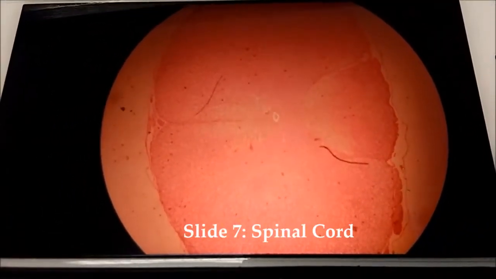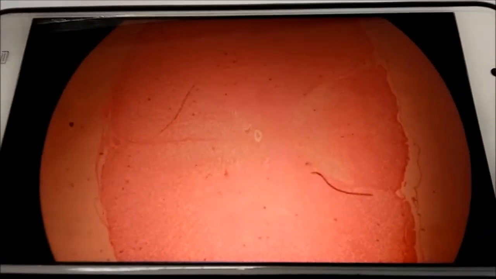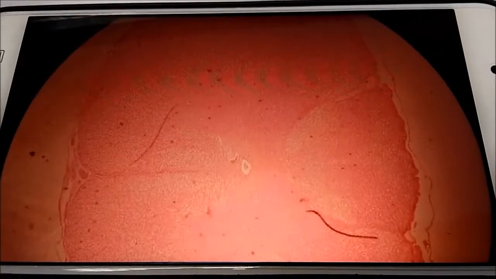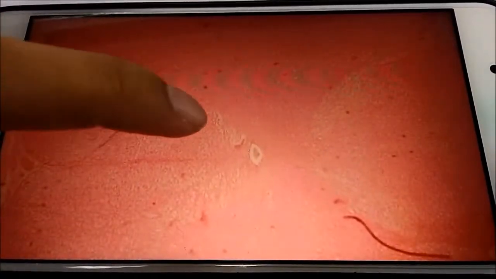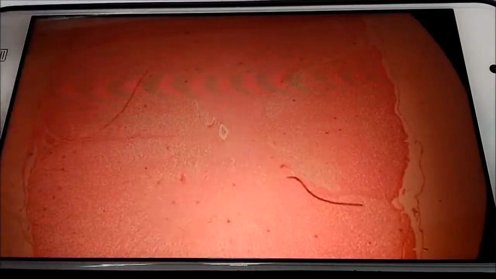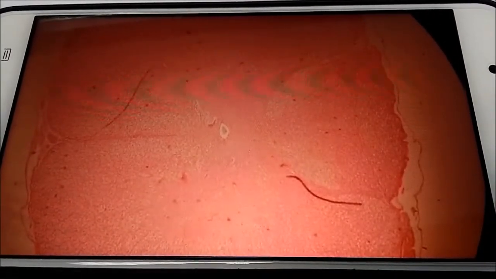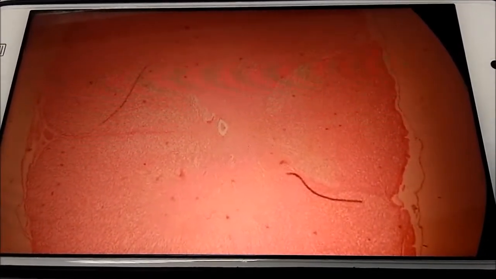Okay, the next slide is the spinal cord. Basically, in the spinal cord, we can also see the grey matter and the white matter. The white matter is the one with the white part. It can be seen clearly, and inside the spinal cord there are two types of tissue, grey matter and white matter.